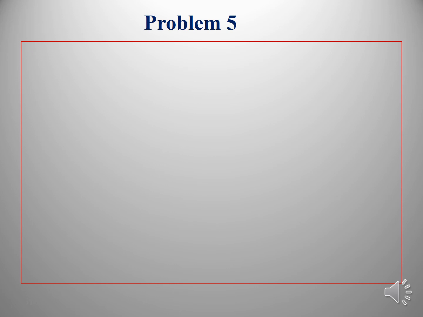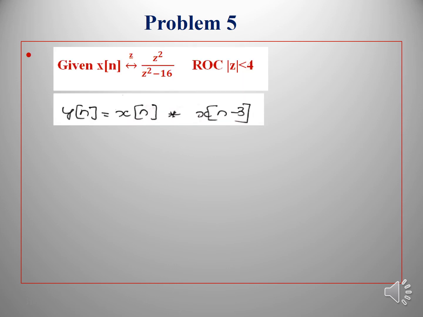The next problem on the property is, given x of n, let us try to determine y of z given the relation as x of n convolution x of n minus 3. This would be given by, the first part is x of n. So this Z transform is already given, z squared divided by z squared minus 16.